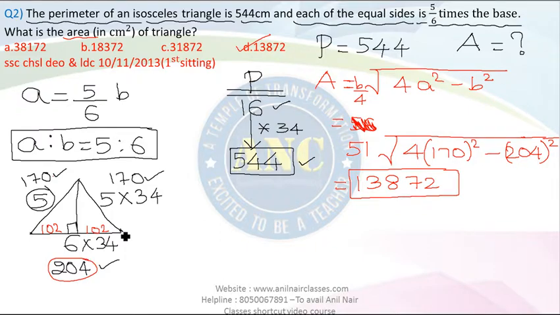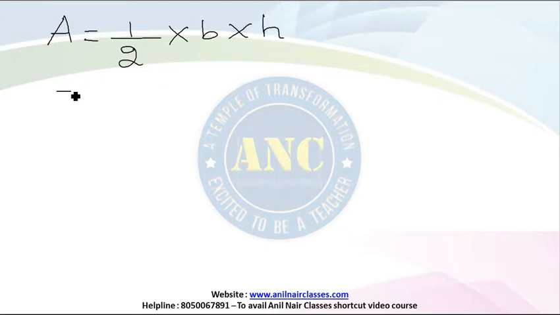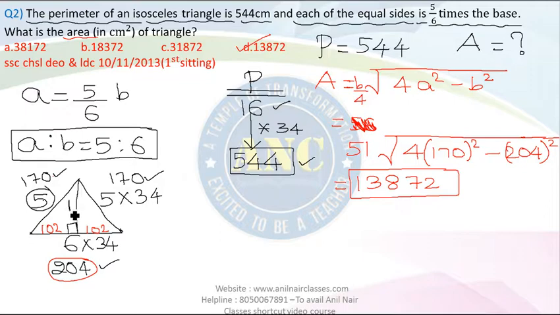Can I still solve this question? Definitely yes. Suppose you don't know the area of an isosceles triangle, but you know the generic area of a triangle. It is half into base into height. So this can be written as half into base value is 204.